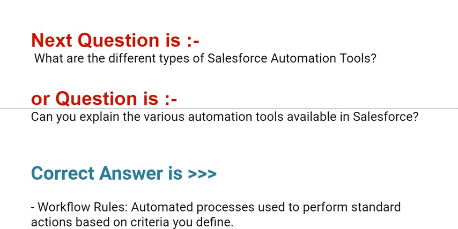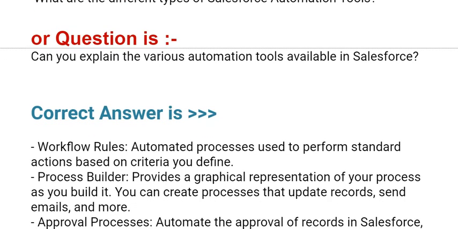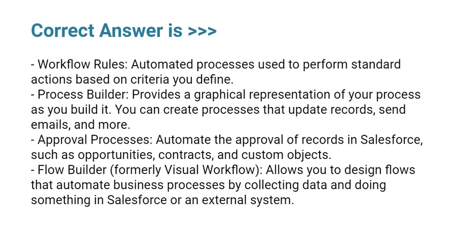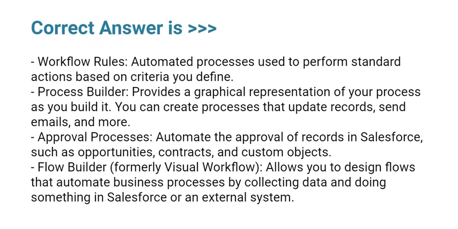Our next question is, what are the different types of Salesforce automation tools? This question can be asked in another way: can you explain the various automation tools available in Salesforce? Your answer should be: workflow rules, an automated process used to perform standard actions based on criteria you define. Process Builder provides a graphical representation of your process as you build it. You can create processes that update records, send emails, and more.